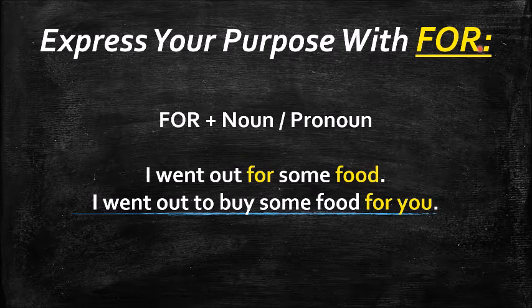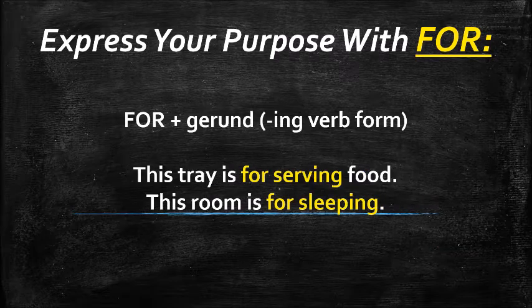Pwede rin tayong gumamit ng for, nakapares ang noun o pronoun. For food, for you, para sa pagkain, para sa'yo, kung para saan or kung para kanino. Pwede rin masundan ang for ng ing form of the verb para ma-express ang purpose or gamit ng isang bagay. So, para saan ito or para sa ano gagamitin ito.